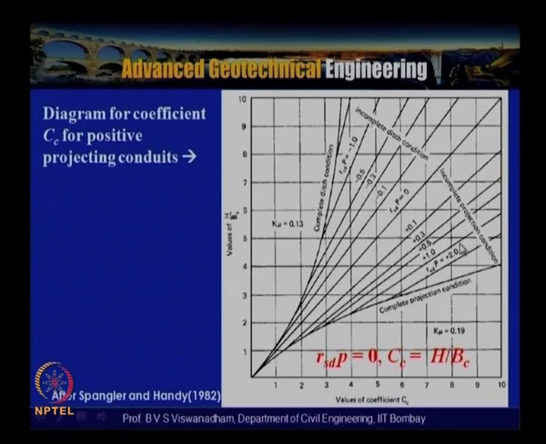So, in this slide the diagram for the coefficient Cc for positive projecting conduits is given, after Spangler and Handy 1982, wherein if RSP is equal to 0, it gets converted into Cc equal to H by Bc. With that, Wc is equal to gamma into H into Bc. So this is for complete ditch condition, incomplete ditch condition, incomplete projection condition and complete projection condition, which can be obtained.